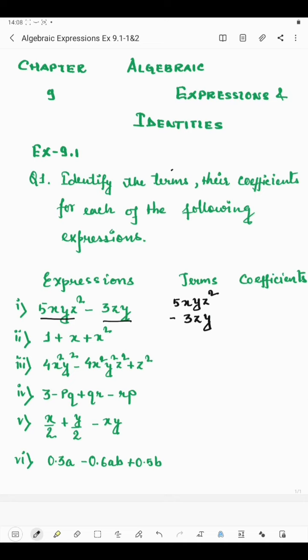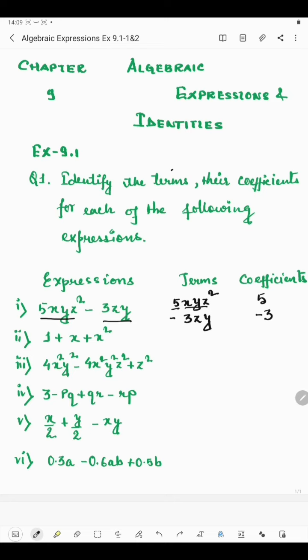Now we will have to write the coefficient also. Coefficient means a number multiplied by a variable. So here with this variable 5 is multiplied, right? So the coefficient of this term will be 5. Similarly, with this variable minus 3 is present. So coefficient is a number multiplied by the variable. With the variable zy we have minus 3, so the coefficient of this term will be minus 3. Okay, now coming to the second part.